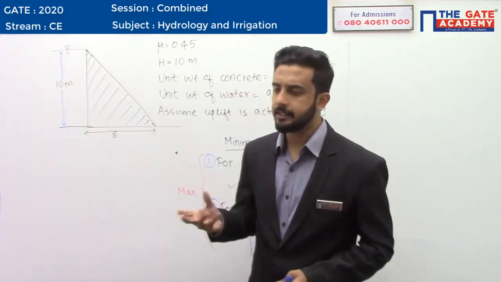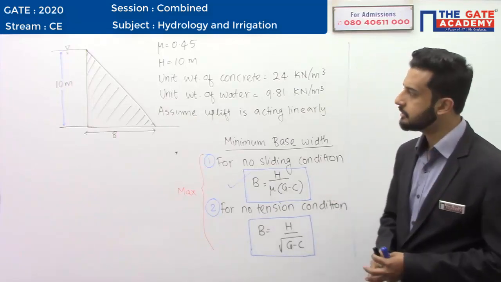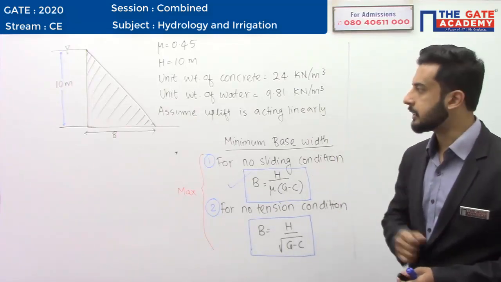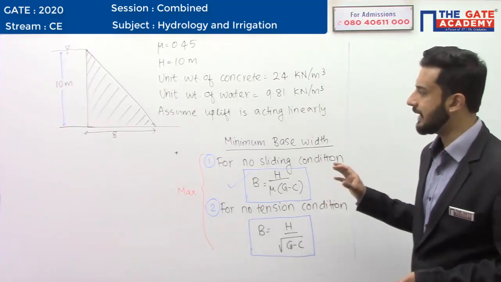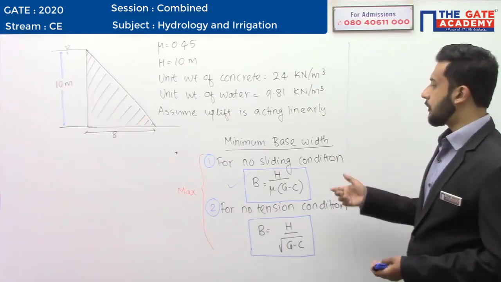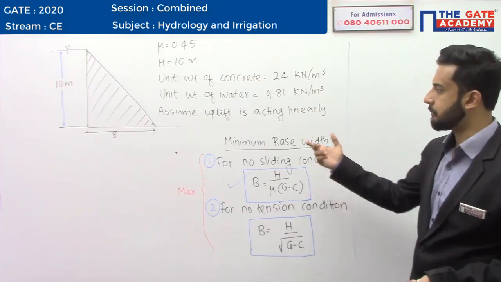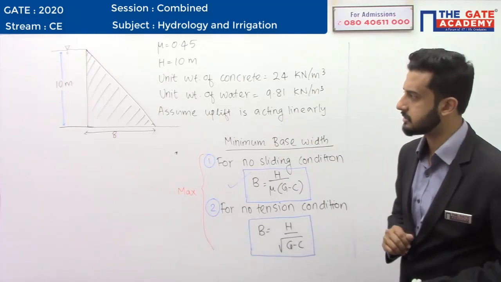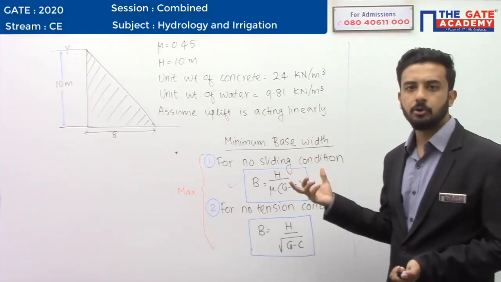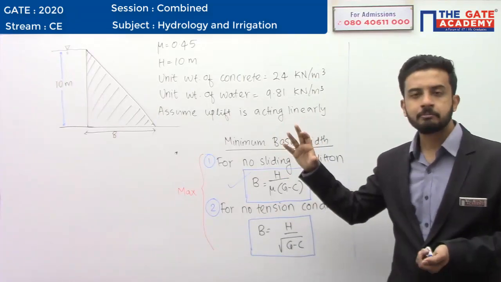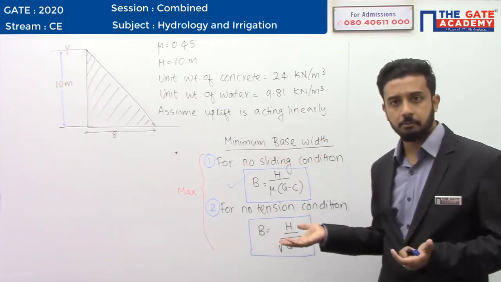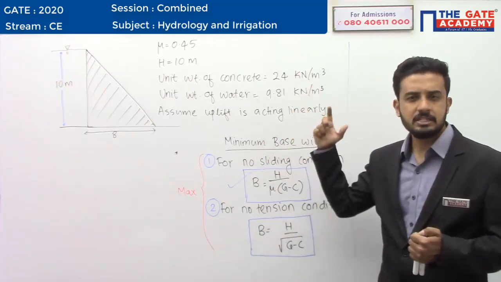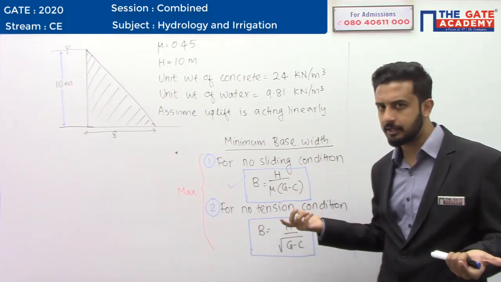Now we will be seeing another question which was asked in the afternoon session. The question was from the chapter Gravity Dam, related to the elementary profile topic. They asked the minimum base width of the elementary profile of a gravity dam. Whenever there is no freeboard, that is, the height of water and the height of the dam are both the same, such a structure we call an elementary profile.